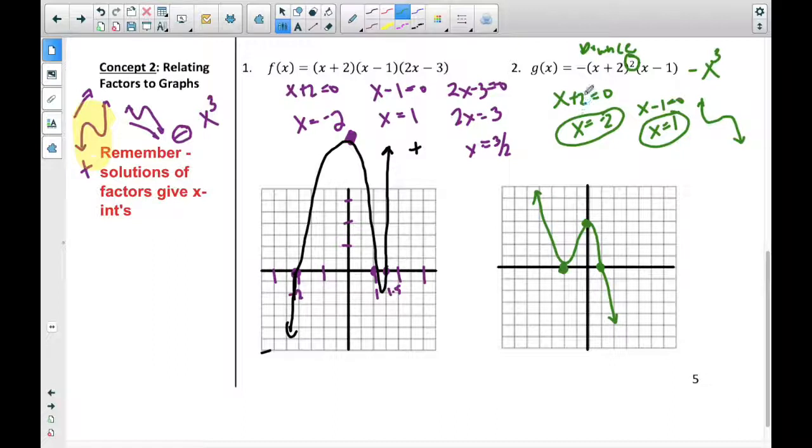So these factors, a lot of times people get tired of factoring. I understand that. We factor a lot in Algebra 2. But the reason we factor is so that we can graph, and we can see what the graph is doing. So that's how we graph from factors.